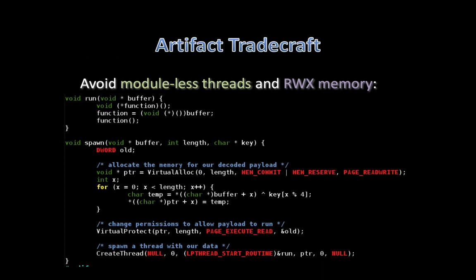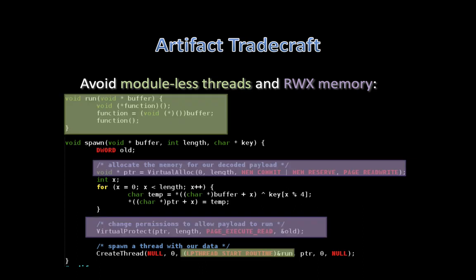I recommend that you avoid the use of RWX memory and threads which have a start address that is not associated with a memory mapped DLL or your executable itself. And by that, I mean modulus threads. Here's how I meet these goals in one of the artifact kit executables. I allocate memory that has read-write permissions, do my thing, and then flip it over to read-execute when I'm done.